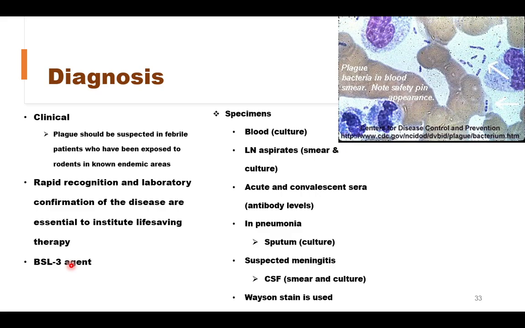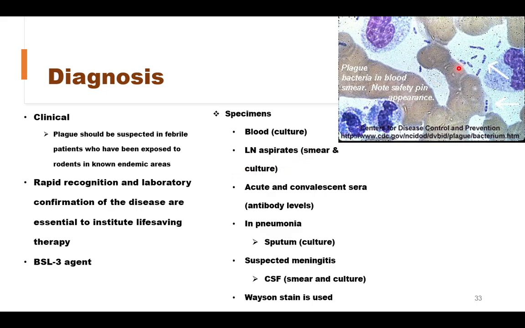What specimens can you send to the lab? It depends on how your patient presents to you. Remember, you can have different clinical presentations. So if you have the septicemic plague, blood can be sent for culture, but remember, you have to alert the lab. Don't send it in as a regular blood culture specimen. Lymph node aspirates can be sent to the lab. We can perform a smear or we can culture it.